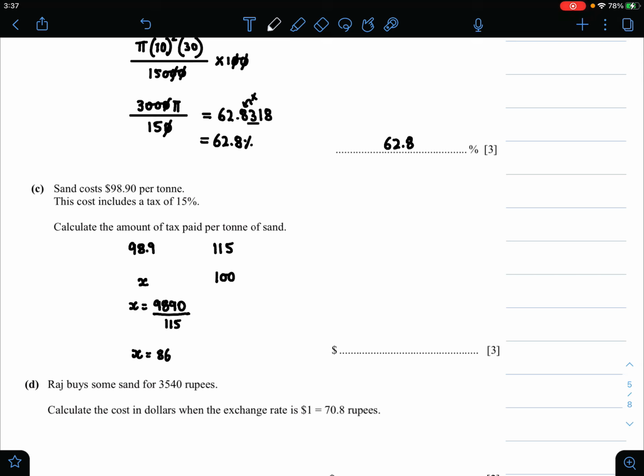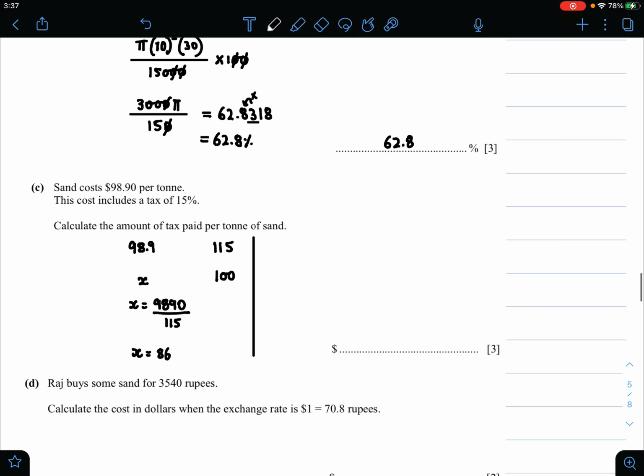Now this was the cost before tax. So they are asking us to find how much tax he paid. So now we have to take the difference, not between the tax and after tax, but between the original amount, that is before tax, and the amount after tax. So we simply do 98.9 minus $86. So we would get our final answer for part C as $12.9.